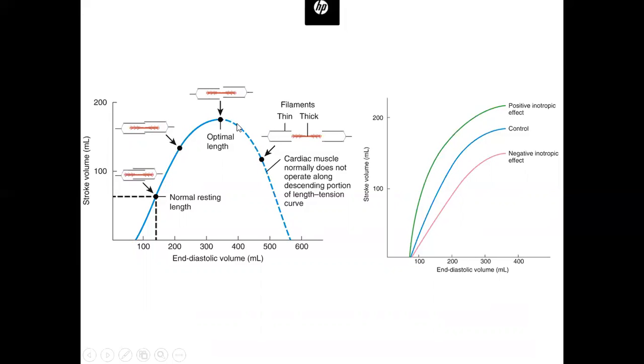Now, these dotted lines represent the fact that you could see it starting to go down as we stretch out too far, but cardiac muscle fibers do not typically operate along the descending portion of the length-tension curve, meaning we can't see this in a normal situation.